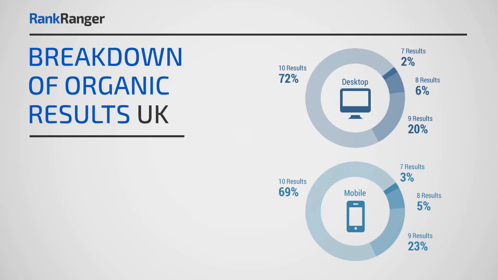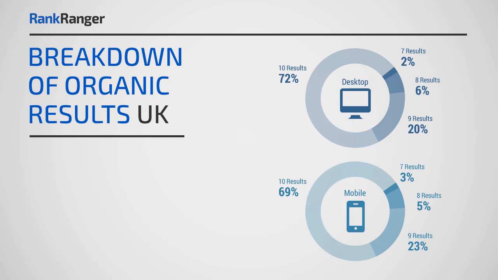Taking a look at the UK, desktop on top, mobile on the bottom, the breakdown is relatively the same, meaning the desktop SERP has 9.8 organic results in the UK, 9.6 on mobile, and it gets to those averages the same way, right? Just take a look at 10 results. 72% of all page one SERPs on desktop are filled with 10 organic results. 69% of mobile page one SERPs have 10 results. That's not exactly a huge difference.